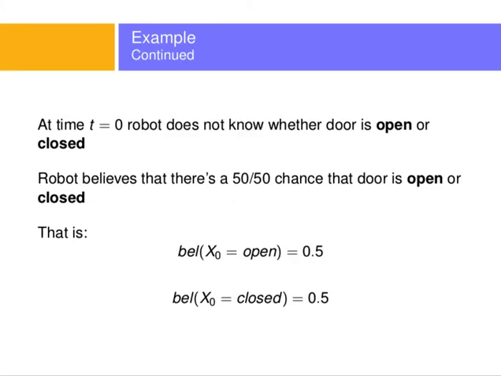At time t0, the robot does not know whether the door is open or closed. Okay, let's say that. So the robot will believe that there's a 50-50 chance that the door will be open or closed. That is, my belief at time 0 that the door is open will be 0.5. The belief that the door is closed will also be 0.5.